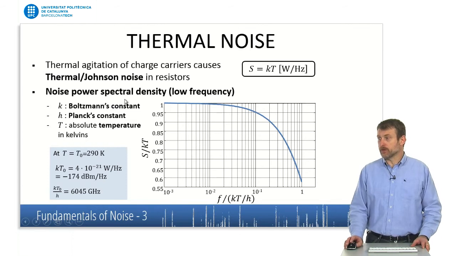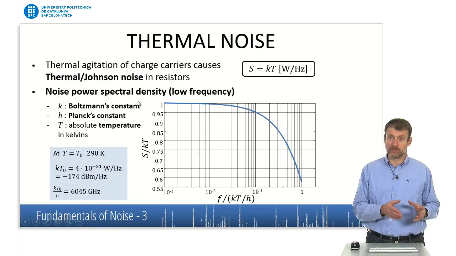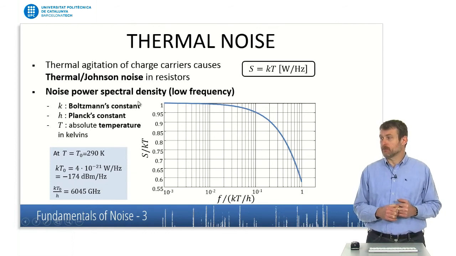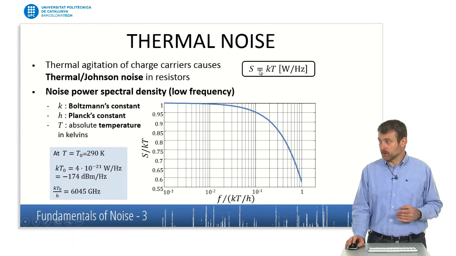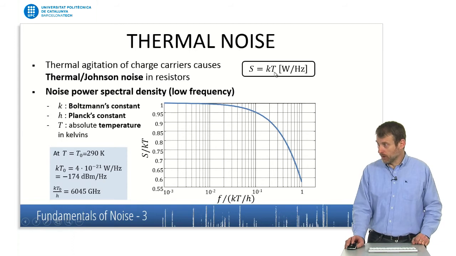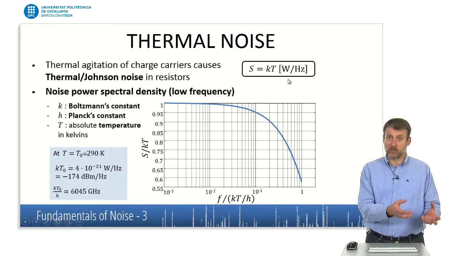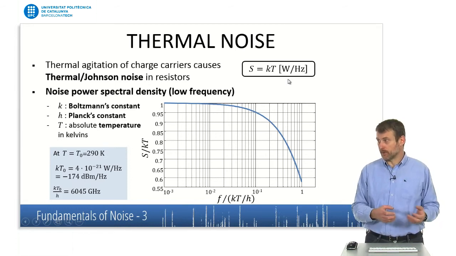The result of this theory is that the spectral density of the noise, that means the watts per hertz of power that this noise produces, if the frequency is low enough, is equal to kT, K being Boltzmann's constant and T the temperature at which the resistor is. This is, as I say, watts divided by hertz. It's the power available, the noise power that we can extract from a resistor.